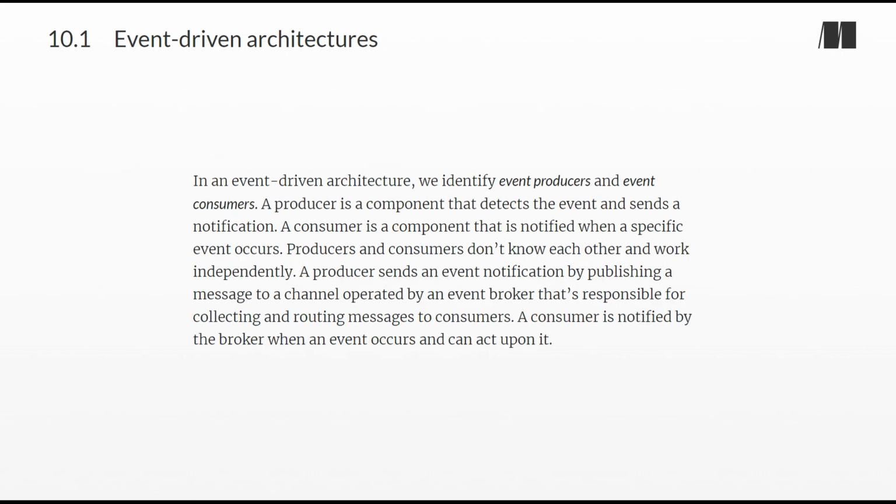In an event-driven architecture, we identify event producers and event consumers. A producer is a component that detects the event and sends a notification. A consumer is a component that is notified when a specific event occurs. Producers and consumers don't know each other and work independently. A producer sends an event notification by publishing a message to a channel operated by an event broker that's responsible for collecting and routing messages to consumers. A consumer is notified by the broker when an event occurs and can act upon it.